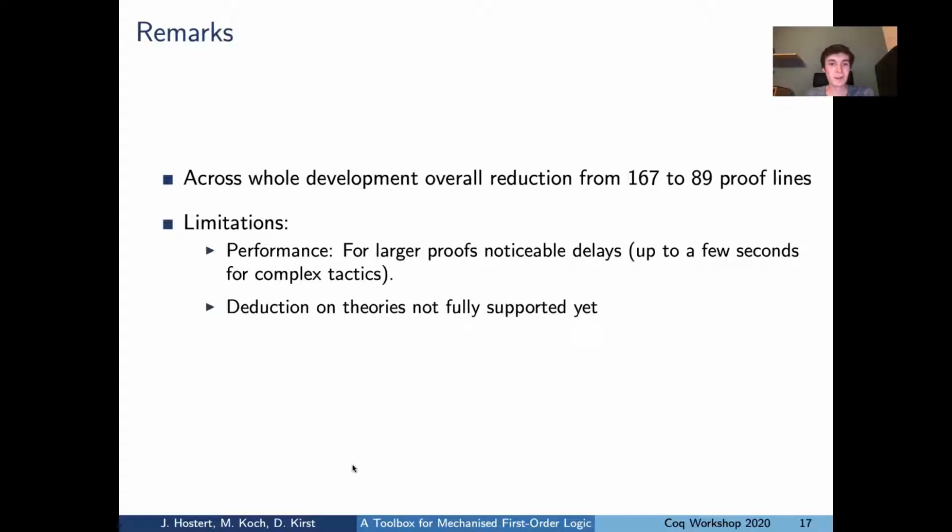For instance, at the moment we're most concerned with performance. For larger proofs, like the example I showed you earlier, there can be noticeable delays for tactic execution, and therefore there should be work put into making things a bit more efficient. And we also worked on supporting deduction on theories so that your context can be infinitely large, but this is not fully supported yet. And now I hand back over to Dominik.